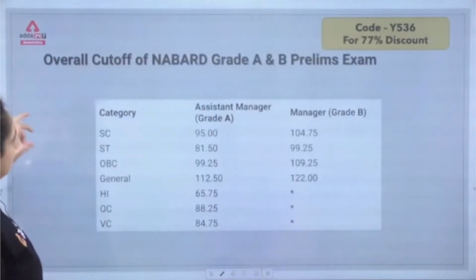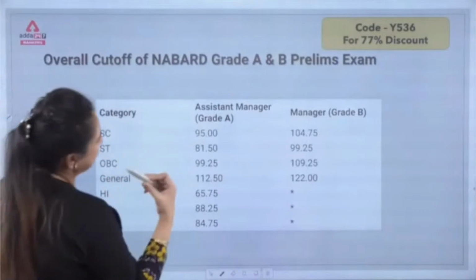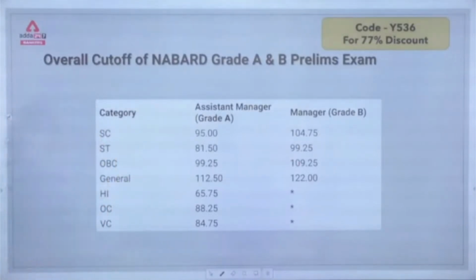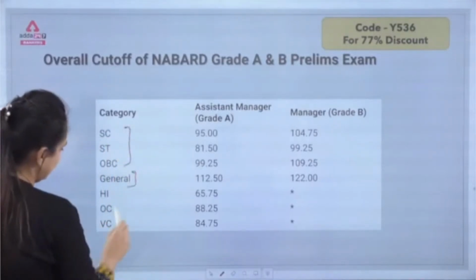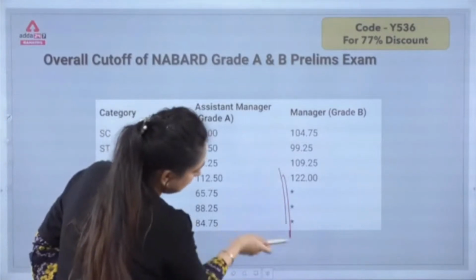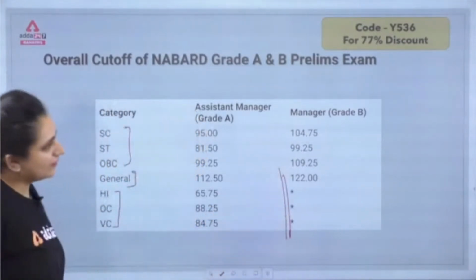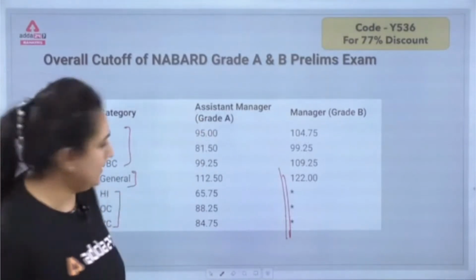Moving forward, herein, my dear, is the overall cutoff for the NABARD grade A and grade B prelims exam. Herein, if you talk about the category SC, ST, OBC, general, HI, OC and VC, for these the cutoff was not disclosed, as there was no vacancy for them.